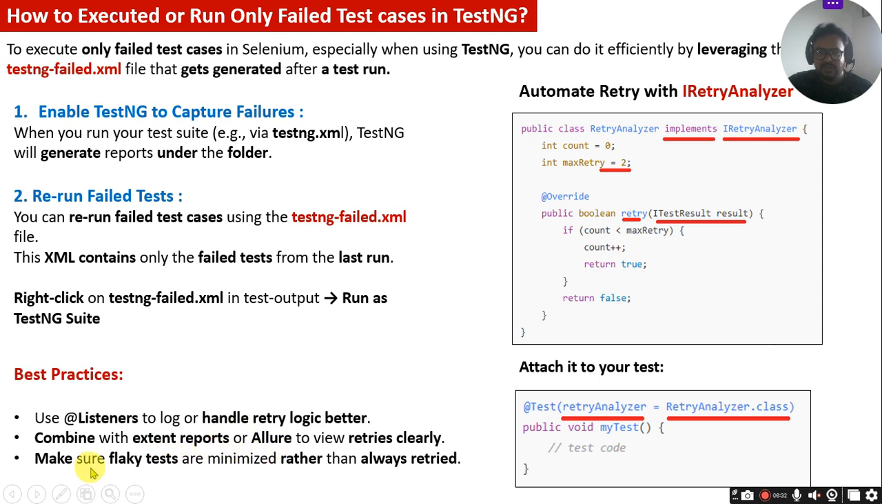Then make sure the flaky test cases, which are not stable or continuously failing, do not come under the retry, otherwise they will always fail a couple of times and waste your time. Okay, so this best practice you need to always remember when you implement the IRetryAnalyzer in your test cases.